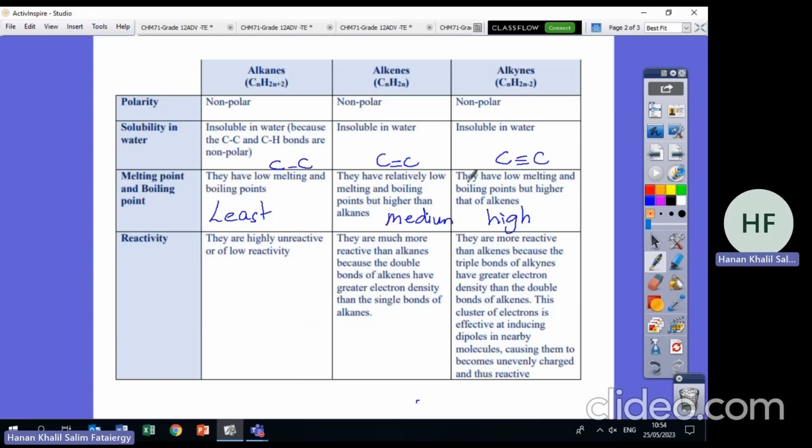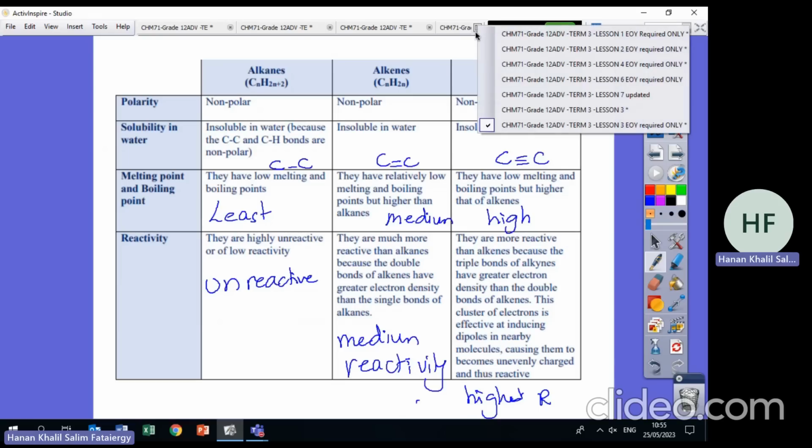Okay, similarly when we speak about the reactivity, alkanes are unreactive. Alkenes have medium reactivity. And alkynes have the highest reactivity. So reactivity and melting point are different, but polarity and solubility in water are the same.